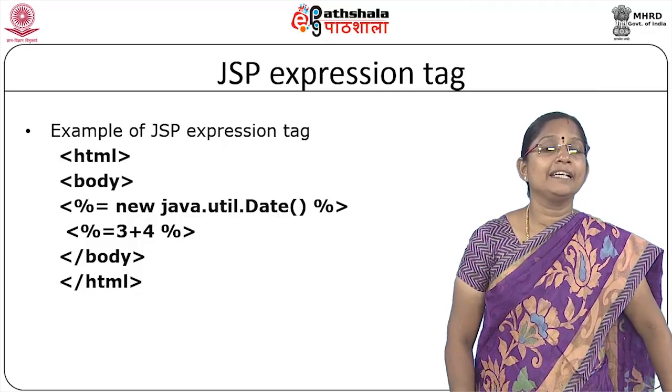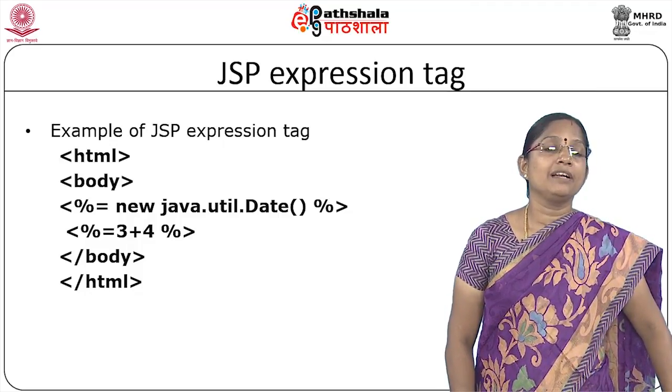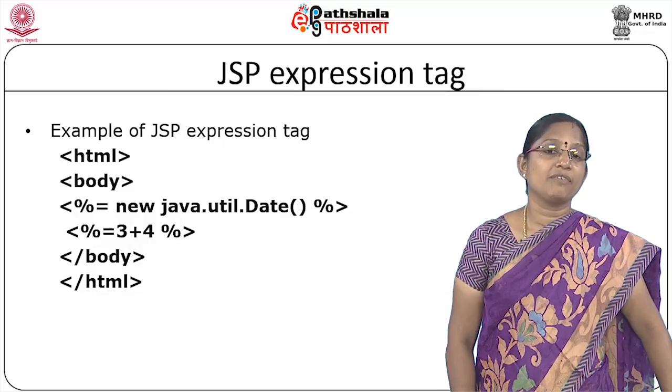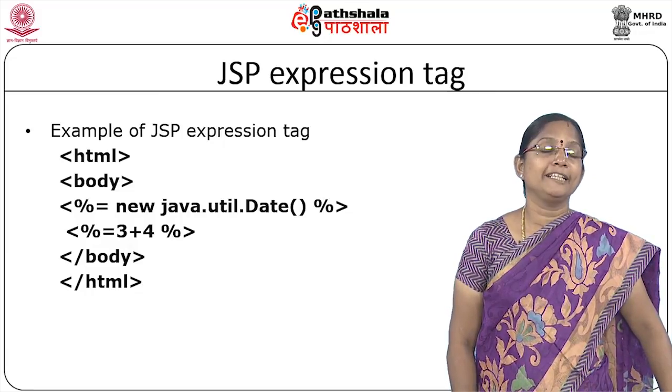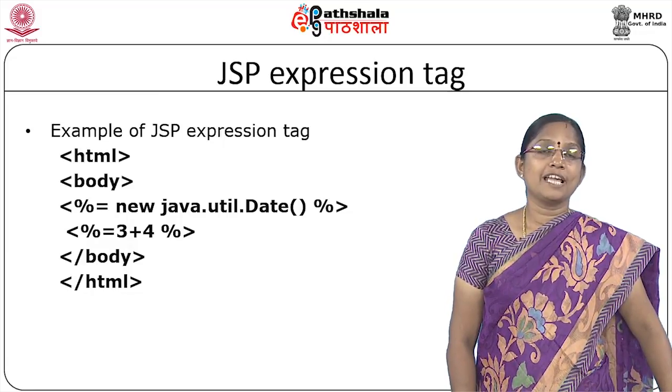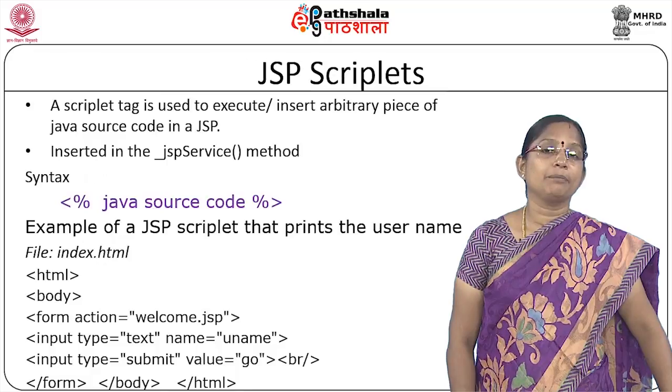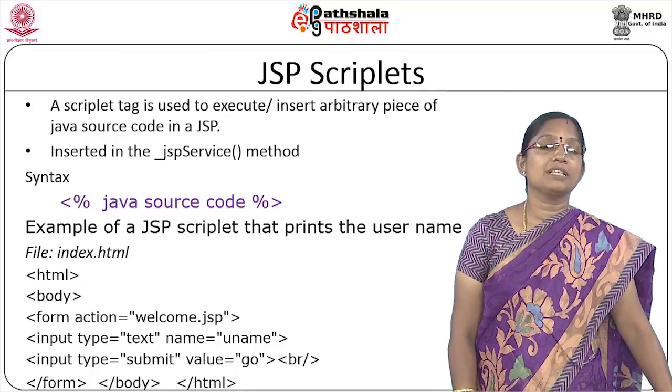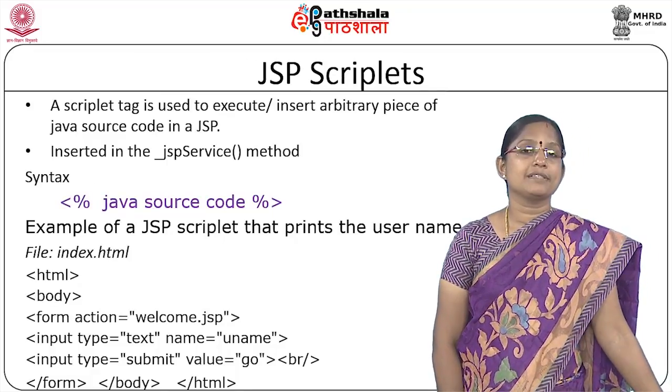The current date can be embedded. The current date can be evaluated from java.util.Date and inserted on that particular place. In the second one you can see equal to 3 plus 4, and the value 7 is embedded in that particular place. This is very useful because it can include expressions and print them on that particular place. Now let us look through the second type, which is called scriptlets.